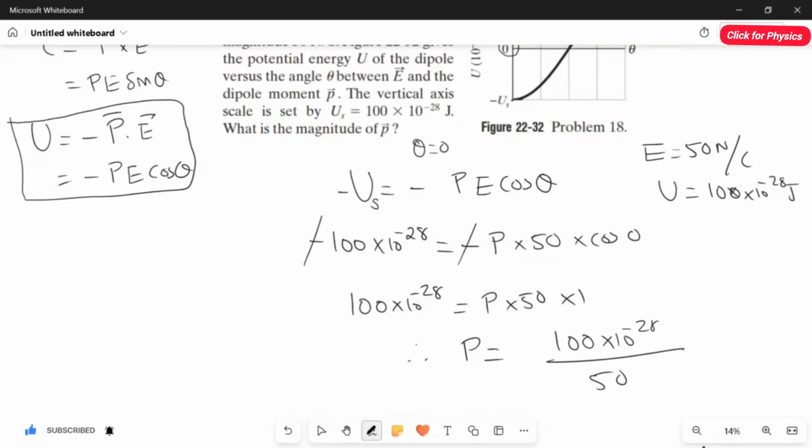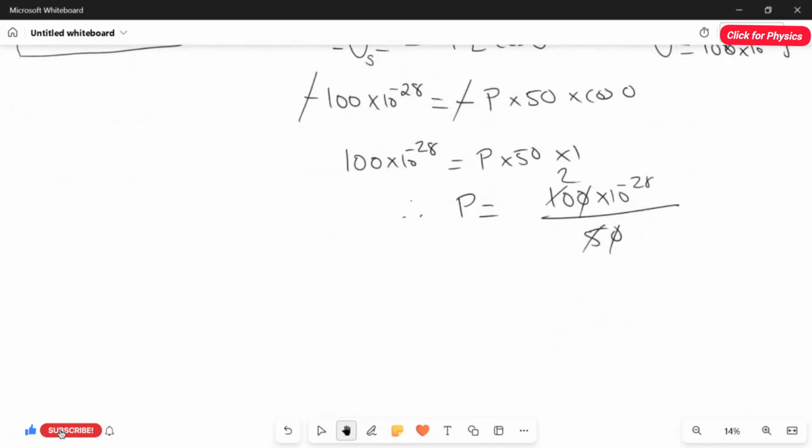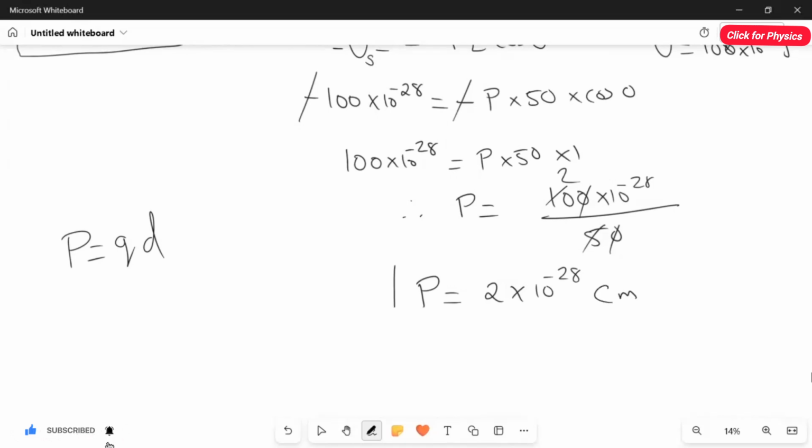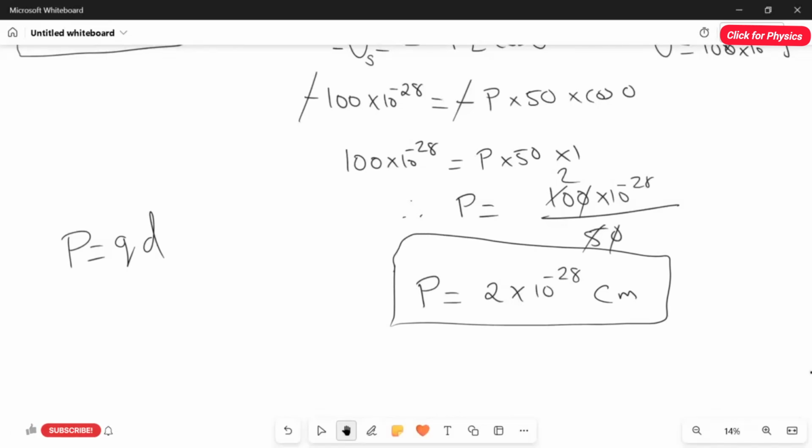So we can cancel the 0, and also we can cancel this 2. So what is the answer here? The dipole moment P is equal to 2 multiplied by 10 to the power of minus 28. And what is the unit for dipole moment? The formula for dipole moment is nothing but the charge multiplied by distance. The unit for charge is coulomb, and the unit for distance is meter. So coulomb meter is the unit for this question. So this is the answer.